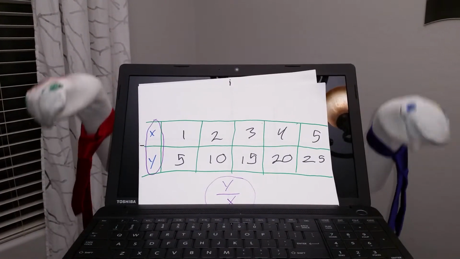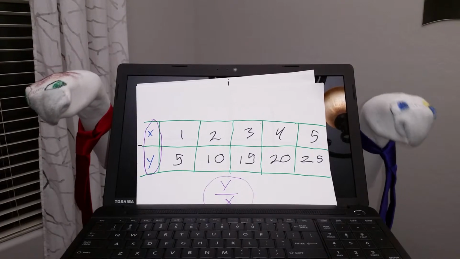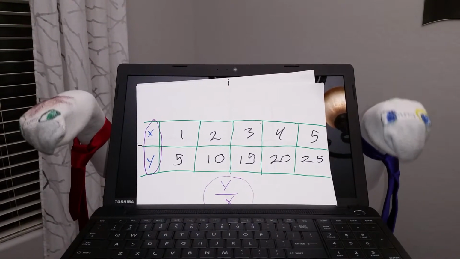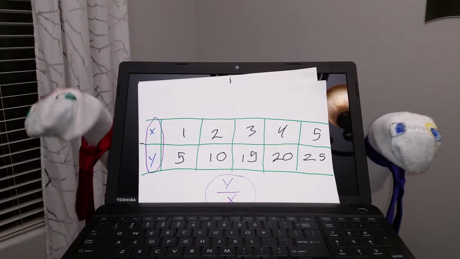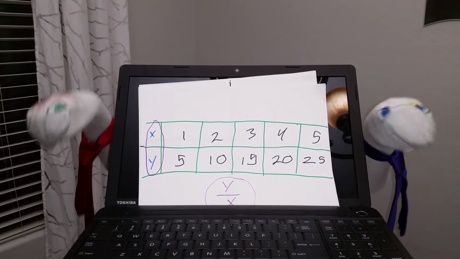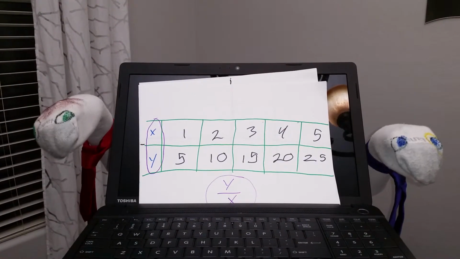The y, or rise, is always on top. So now knowing that, what is the slope? Oh, all right, it's 5 over 1. Good job. Now you know your function rules, right? Yep, we learned them yesterday.